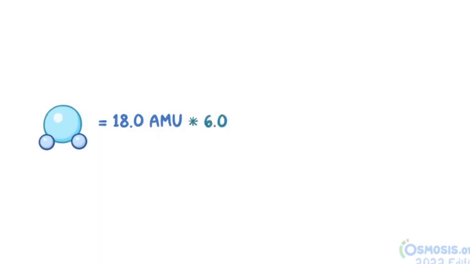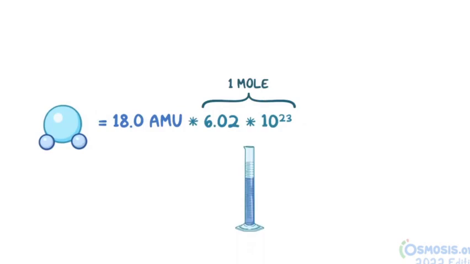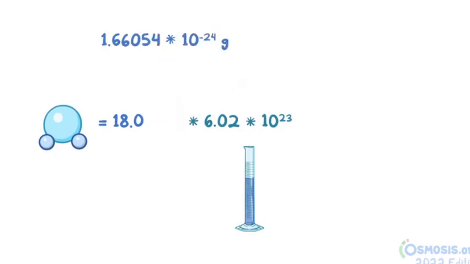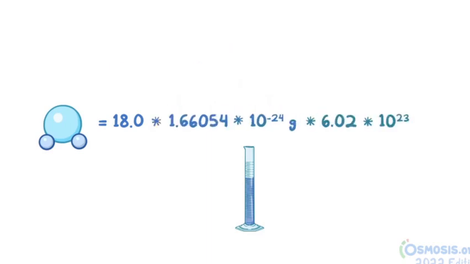We've already seen that 1 molecule of water has a mass of about 18.0 AMU. If we have 6.02 times 10 to the 23rd molecules of water, which is 1 mole, we can find the total mass of 1 mole of water molecules by multiplying these two numbers. We multiply 18 atomic mass units times 6.02 times 10 raised to the 23rd. Next, we recall that each atomic mass unit is equal to 1.66054 times 10 raised to the negative 24 grams. Multiplying all these numbers together, we are left with the result that the mass of 1 mole of water is 18.0 grams. This quantity is also known as the molar mass of water.